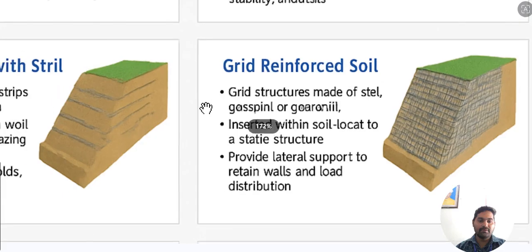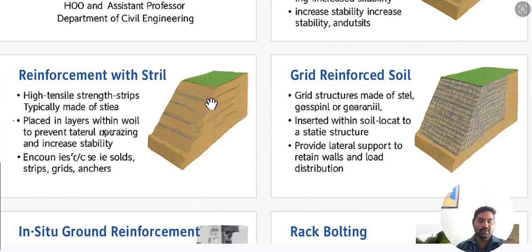In the strip case, we are not connecting one layer of reinforcement with another layer, but in the case of the grid, we are connecting one layer of reinforcement to another one. Likewise we are providing grid reinforcement, so it will give more strength than the soil reinforcement strip.